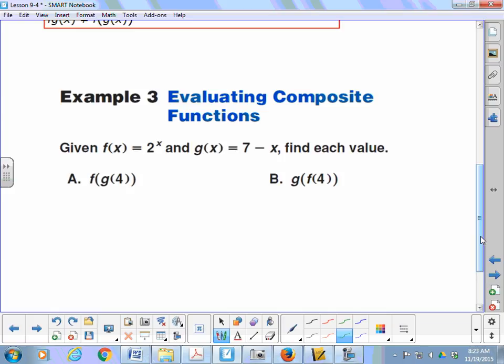All right, so evaluating composite functions. f of x equals 2 to the x, and g of x equals 7 minus x. And we want to find f of g of 4, and then do g of f of 4.